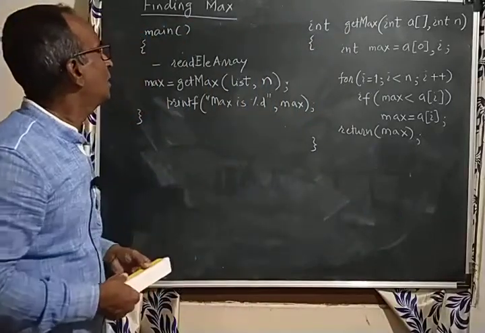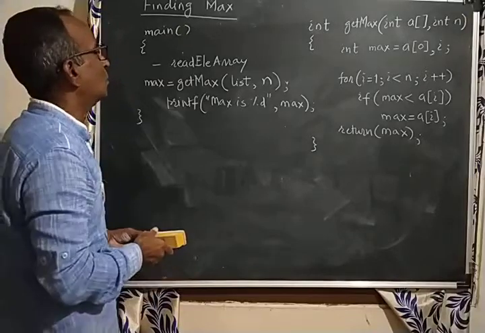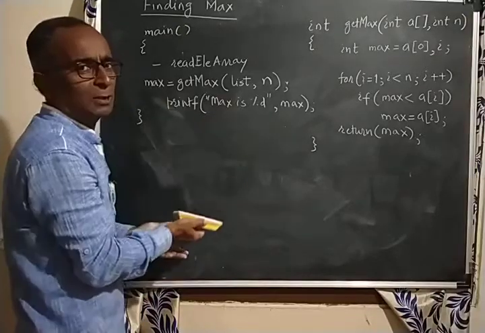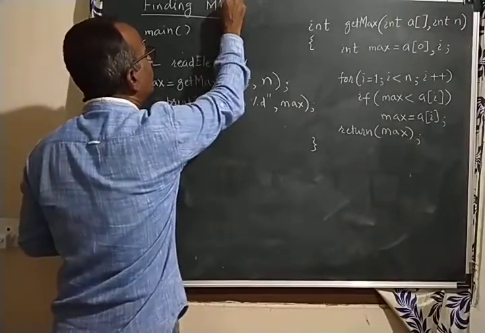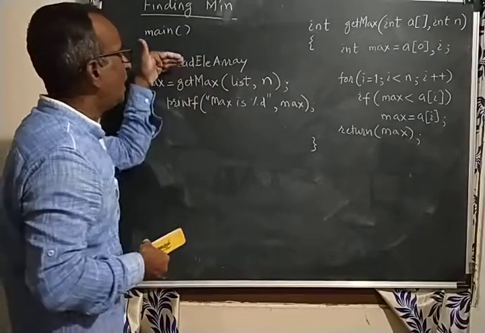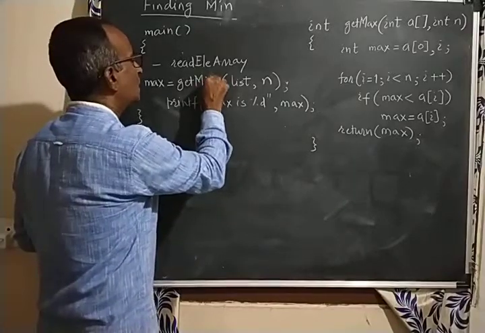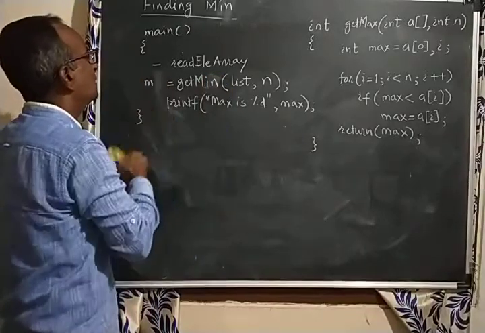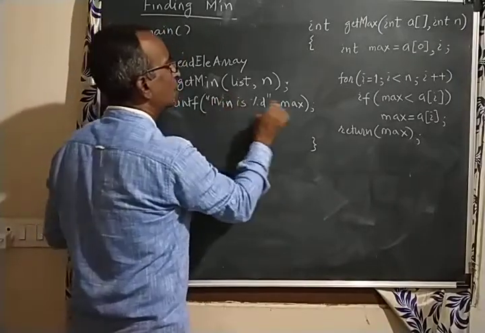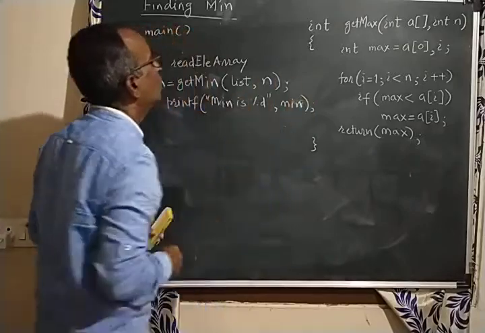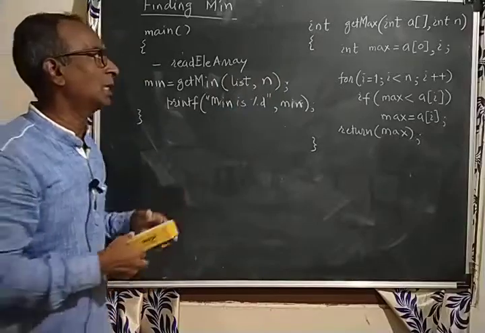Now the same thing we can do for minimum also. What will happen? I'll change this program for minimum. So for finding the minimum, reading the array up to this part will be the same. I'll write this as getMin. This is for our purpose only, and this is the minimum I want. Again I have to pass the list and the number of elements in that array to getMin.